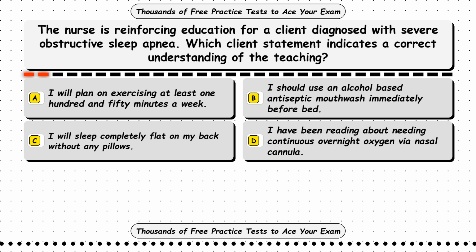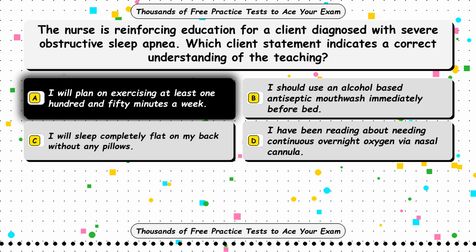Question 55. The nurse is reinforcing education for a client diagnosed with severe obstructive sleep apnea. Which client statement indicates a correct understanding of the teaching? Option A. I will plan on exercising at least 150 minutes a week. Option B. I should use an alcohol-based antiseptic mouthwash immediately before bed. Option C. I will sleep completely flat on my back without any pillows. Option D. I have been reading about needing continuous overnight oxygen via nasal cannula.